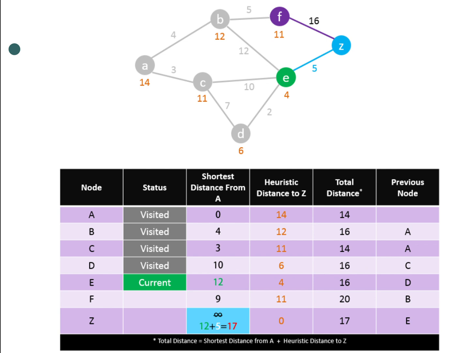In this slide, we are traversing from E to Z. From E to Z, we already have 12 for E. So for Z, 12 plus E to Z, which is 5, gives a total cost of 17. Since there is no heuristic distance to Z, it is mentioned as 0. The total distance for Z via E is 17. So we have mentioned the previous node as E.